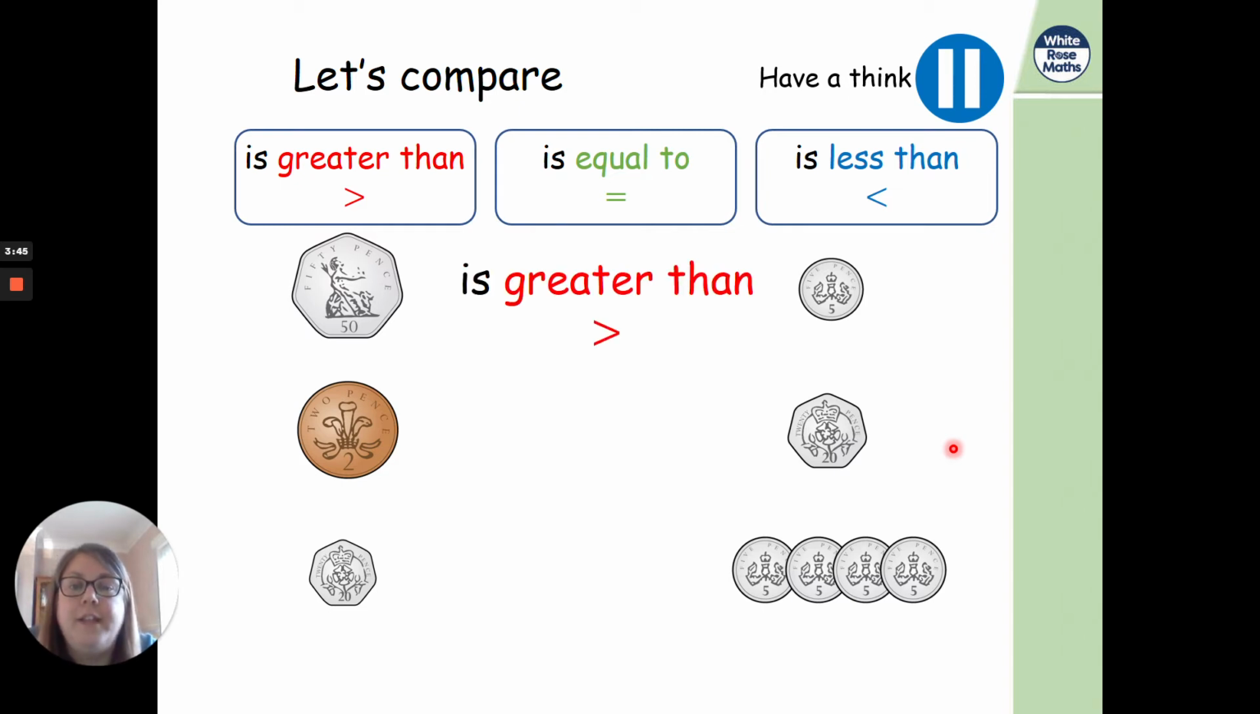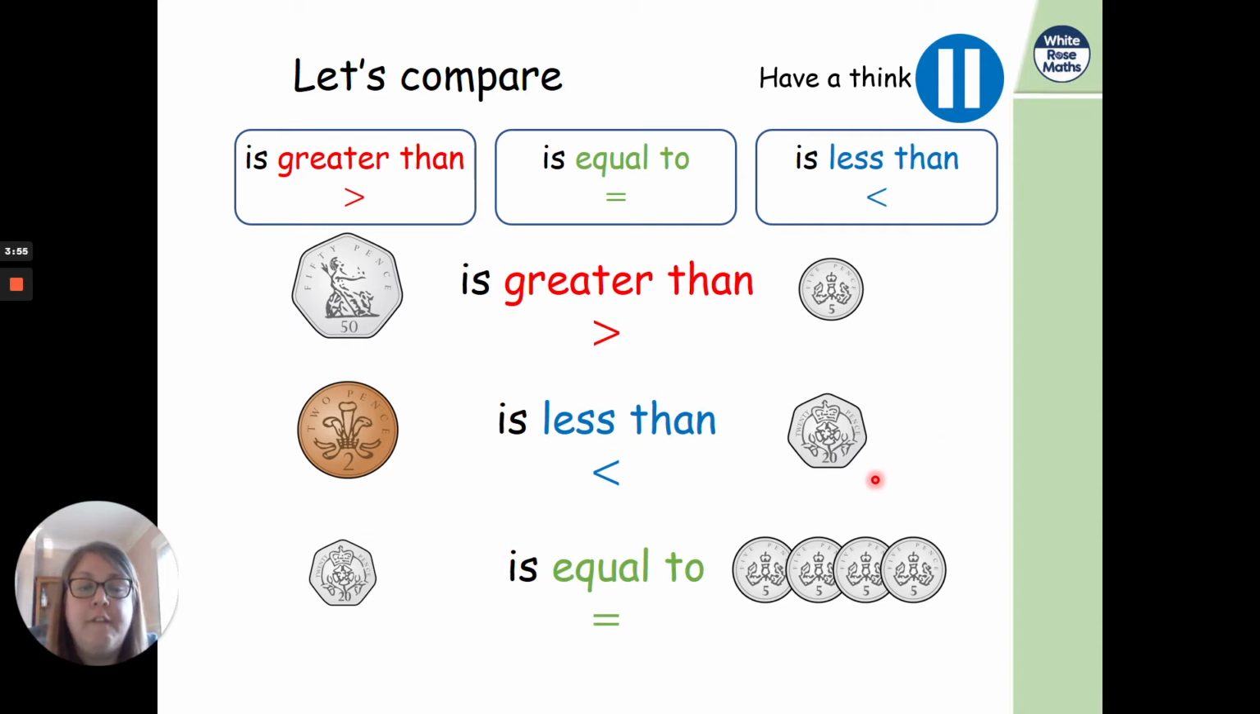So 50 is greater than 5. Give yourselves a tick if you got that one. 2 is less than 20. Give yourself a tick if you got that one. And 20 is equal to 4 5 pences. Let me say that again. 20 is equal to 4 5 pences, isn't it? So 5, 10, 15, 20. Okay, so 20 is equal to 4 5 pences. Well, I got a bit tongue-tied there.